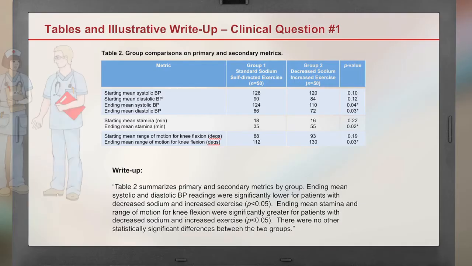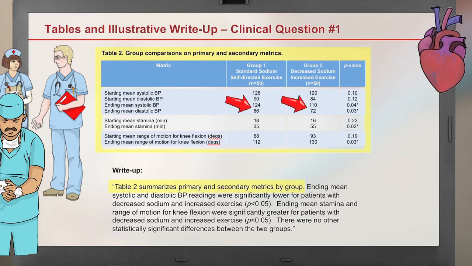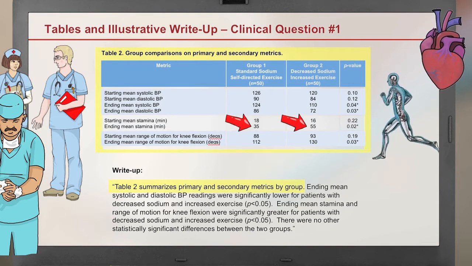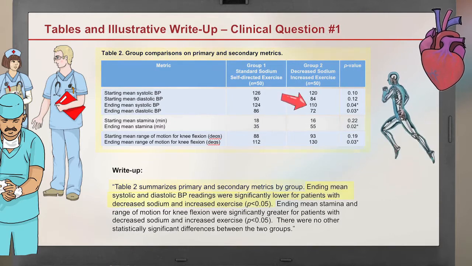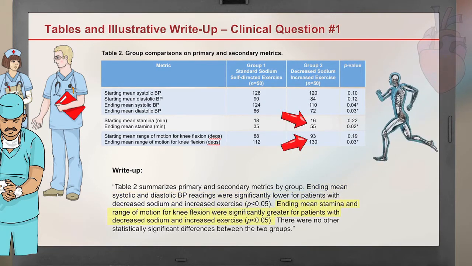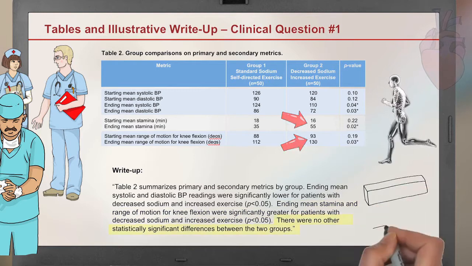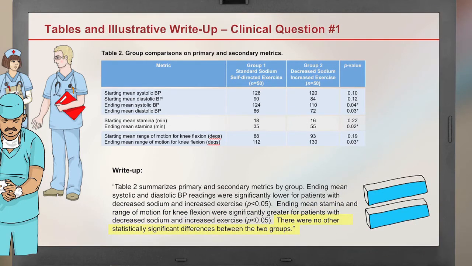This illustrative write-up incorporates one of the tables for Clinical Question 1. The write-up starts by referring to the table. It then reports the statistically significant differences in blood pressure and physical stamina between the two groups. Ending mean systolic and diastolic BP readings were significantly lower for patients with decreased sodium and increased exercise. Ending mean stamina and range of motion for knee flexion were significantly greater for patients with decreased sodium and increased exercise. The write-up concludes by stating that there were no other differences between the groups on the other metrics.